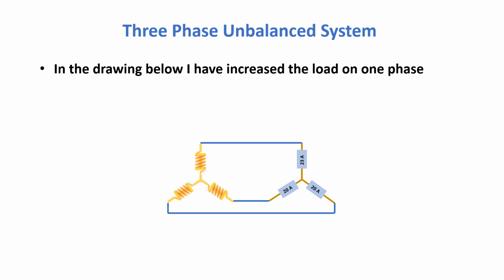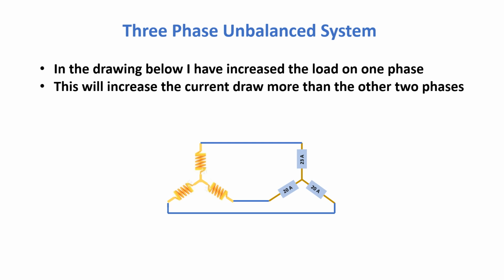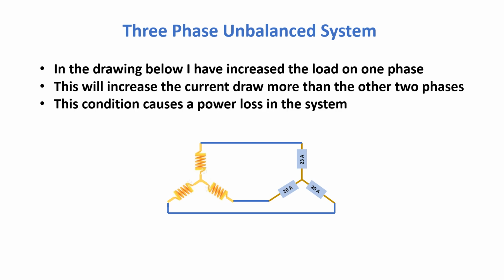Let's look at a three-phase unbalanced system. In the drawing below, I have increased the load on one phase. This will increase the current draw more than the other two phases. This condition causes a power loss in the system.